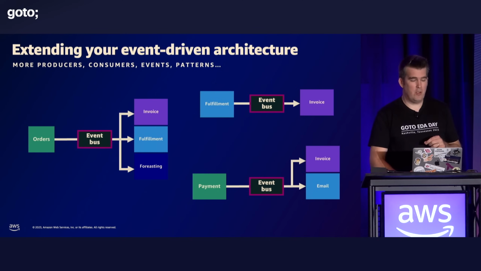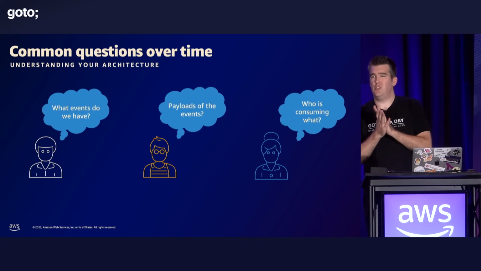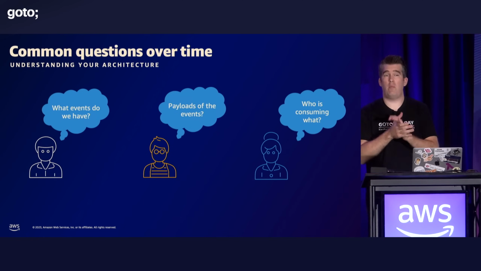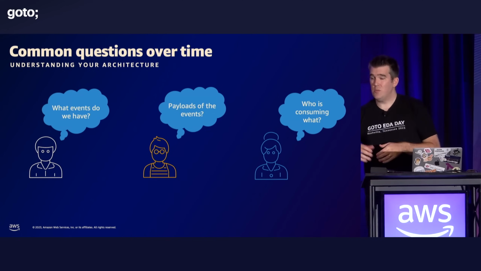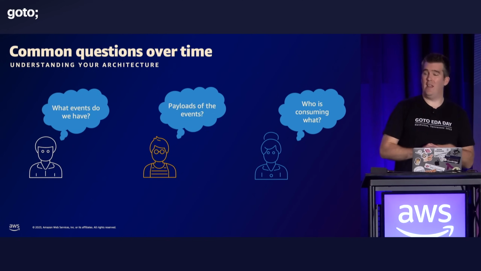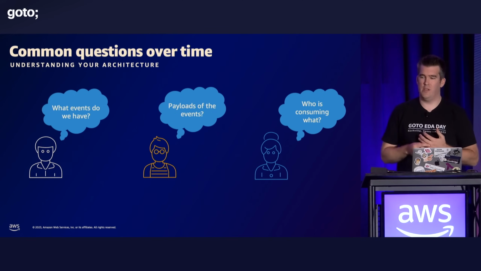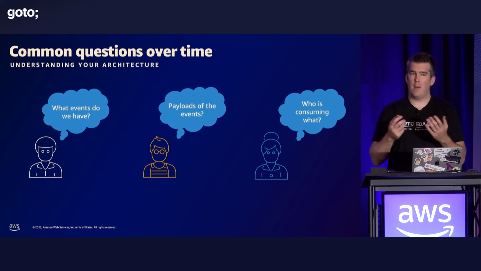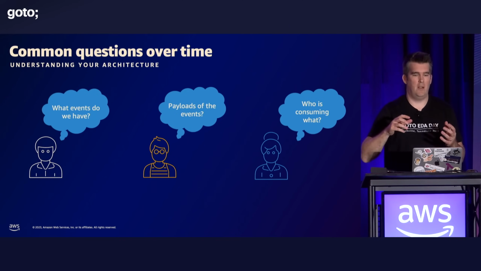Now, you will come across these kinds of questions. What events do we have? Remember, this whole architecture is probably going on for a year or maybe more, this whole journey. So what events do we have? What payloads? What goes inside the payloads of the events? And who's consuming what? Remember, people come and go throughout the organization. What events do we have is super important when you have new features come on board. What events could I reuse to actually build this feature?